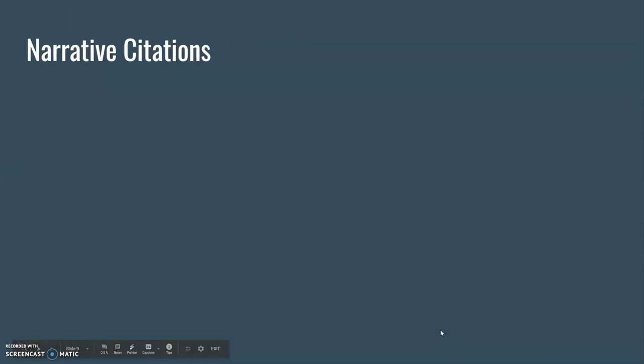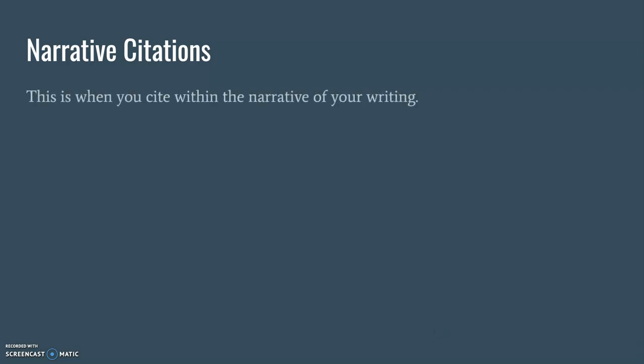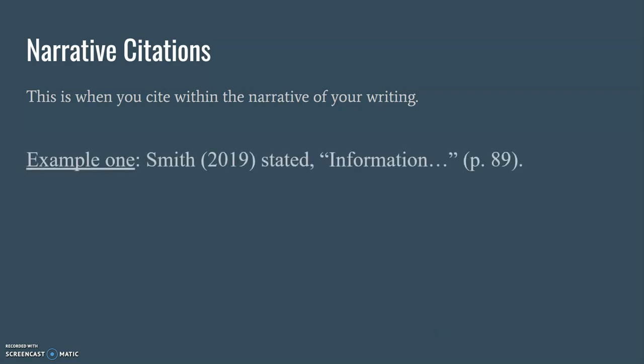So narrative citations are one of two ways that you can cite information in APA. Narrative citation is when you are using elements that we just talked about for the citation within your writing. So what that might look like is, Smith in 2019 stated information, page 89. So as you can see in this example, we have all three elements. We have Smith as the author, we have the date right after the name, which is 2019, and then we have the page number coming at the end.